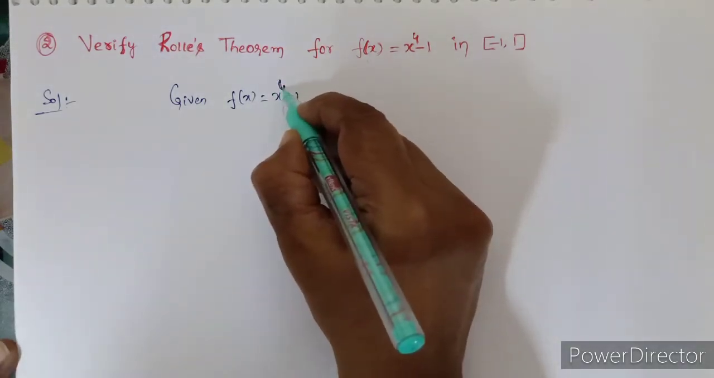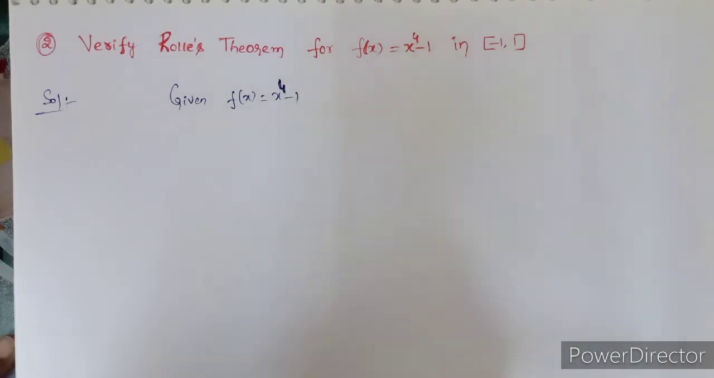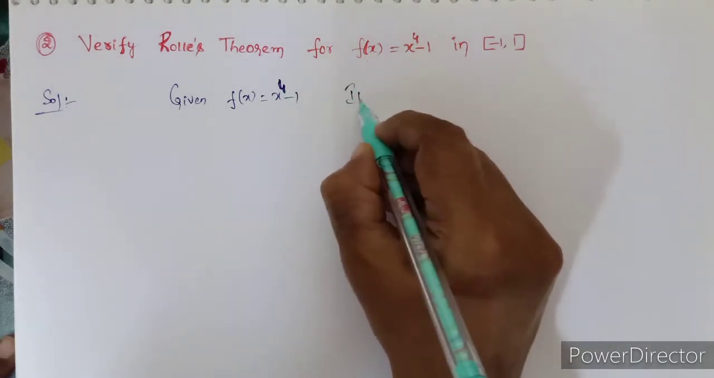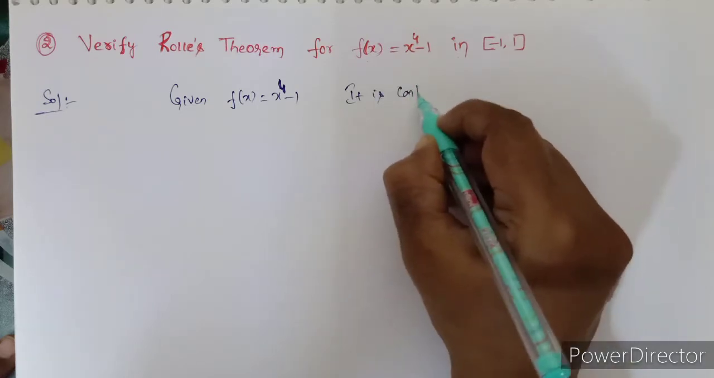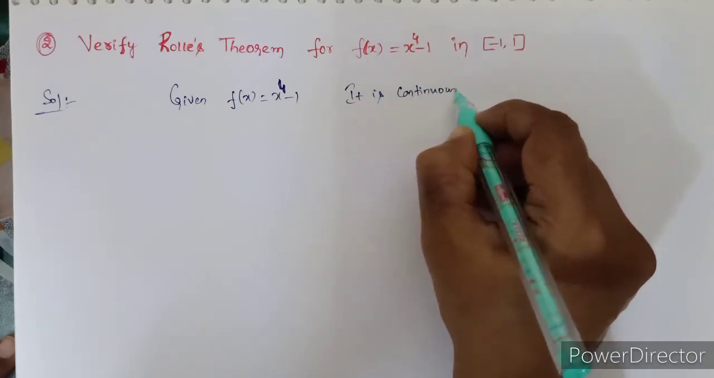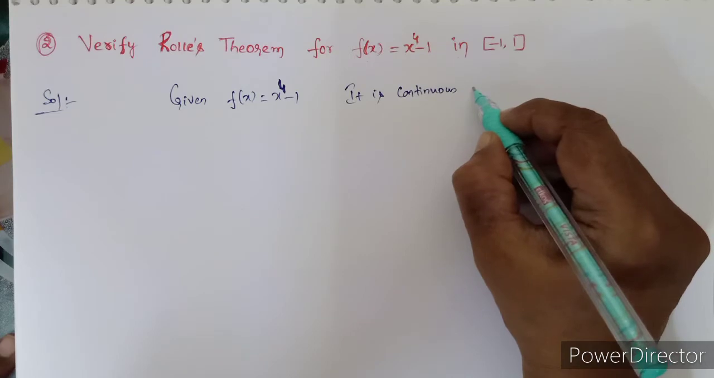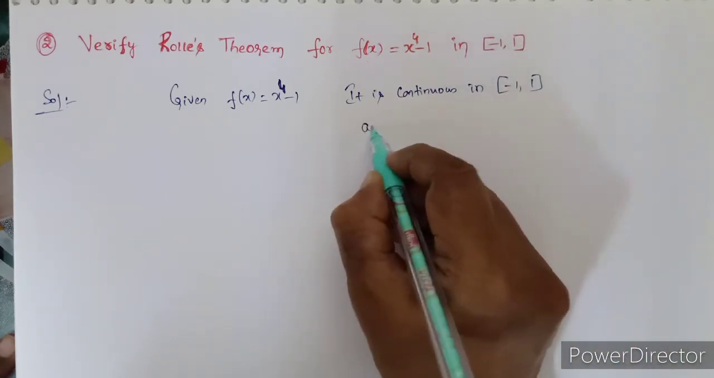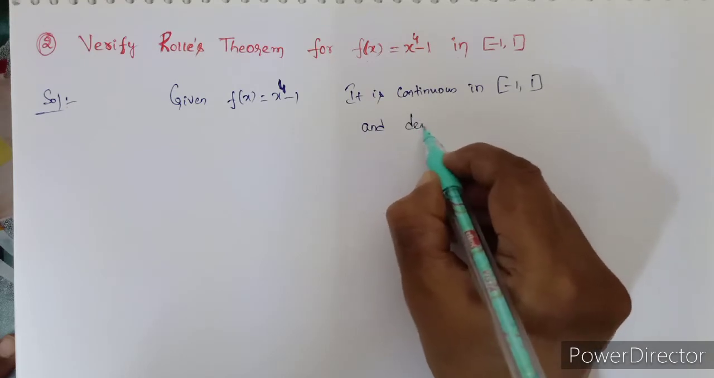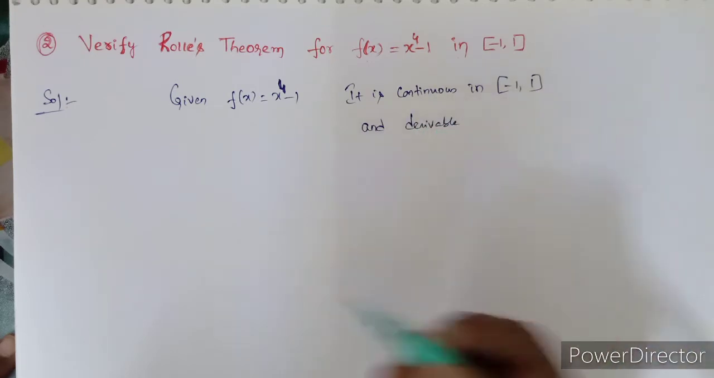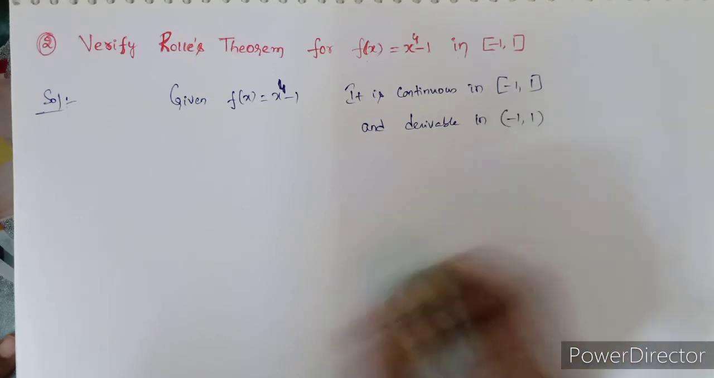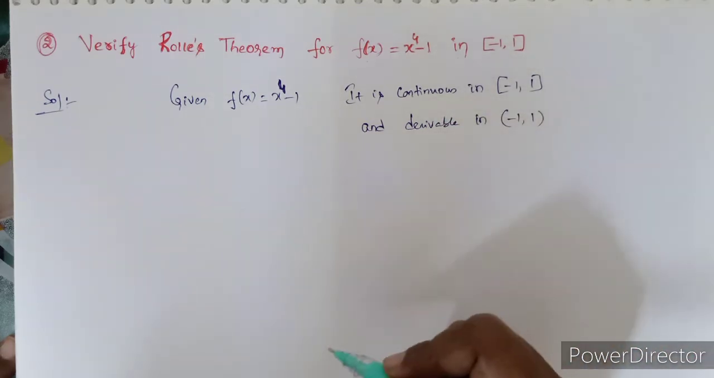This is a polynomial function of degree 4. It is continuous. Every polynomial function is continuous. It is continuous in the closed interval and also derivable, or we can call it differentiable, in the open interval minus 1 to plus 1. These are the two conditions of Rolle's theorem.